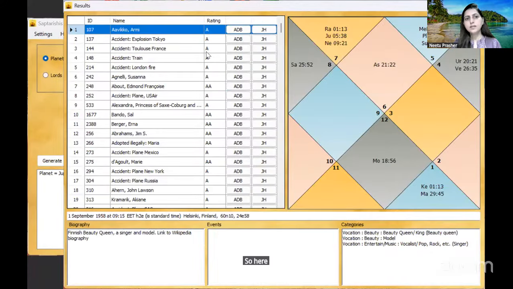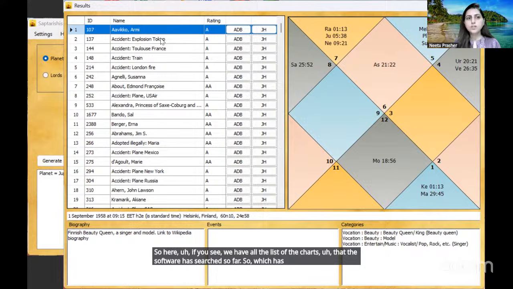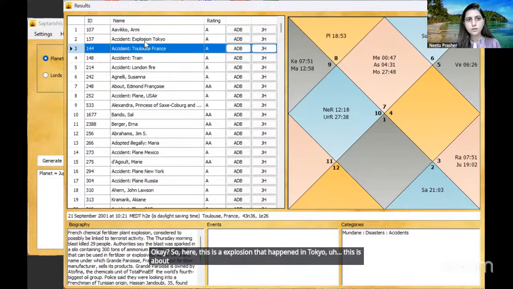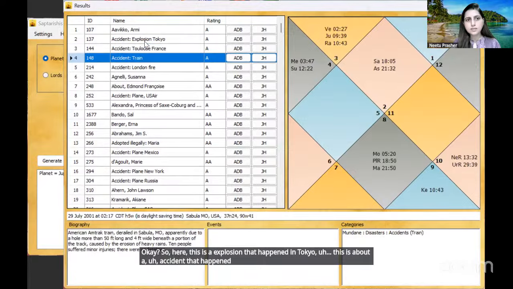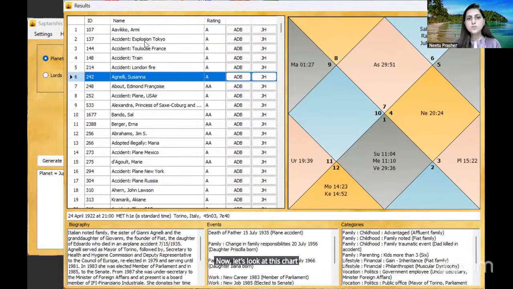So here, if you see, we have the list of the charts that the software has searched so far, which have Jupiter and Rahu conjunction. Here, this is an explosion that happened in Tokyo. This is about an accident that happened in France. This is a train accident, London fire. These are all mundane events. Now let's look at this chart, Angeli Susanna. Here, if you see in the bottom section of the search, there is a complete biography, there are events, and there are categories given.